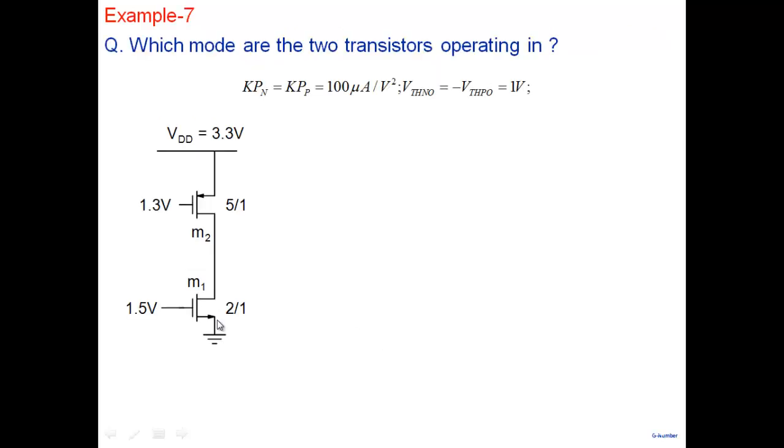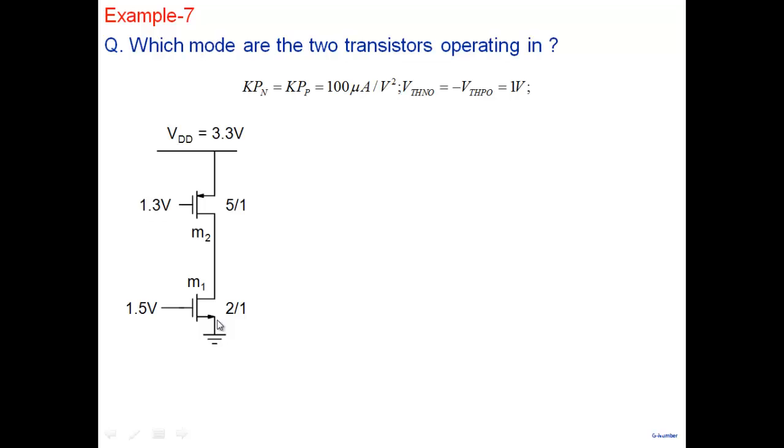All right. Let's look at this one. Which mode are the two transistors operating in? First of all, look at these two. Are the transistors biased above threshold? Will they be conducting or not? Right? Everybody agrees it will be conducting?